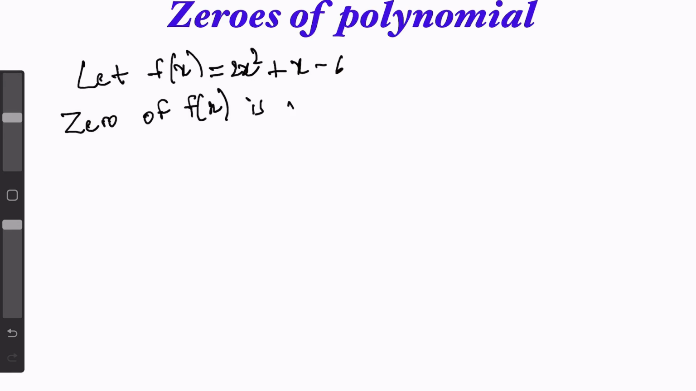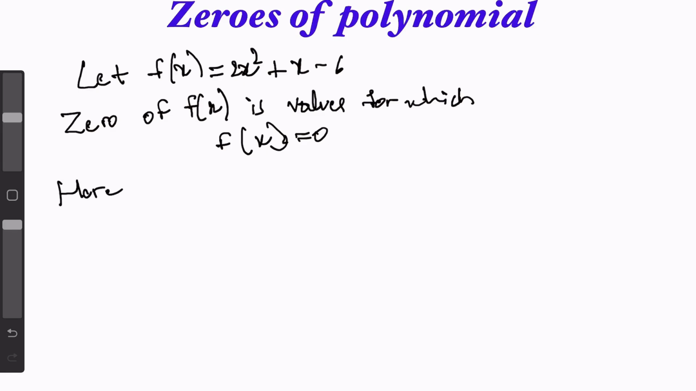Before knowing about zeros of polynomial, let us know what zero means. Let f of x equals 2x square plus x minus 6. Zero of f of x means the values for which f of x is 0. Then it's called a zero of the polynomial.